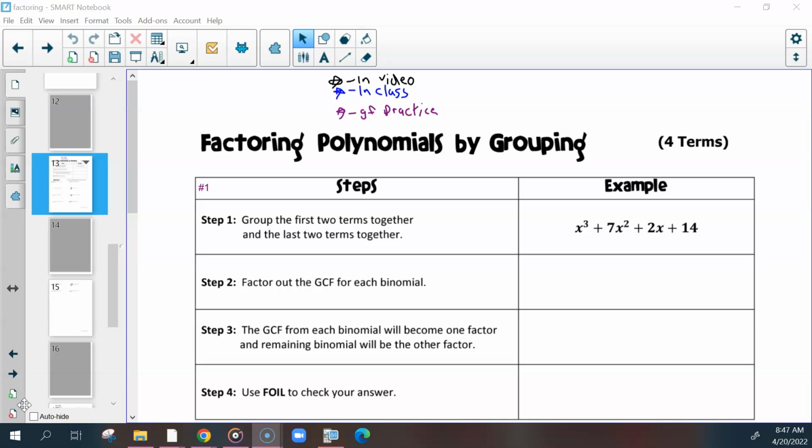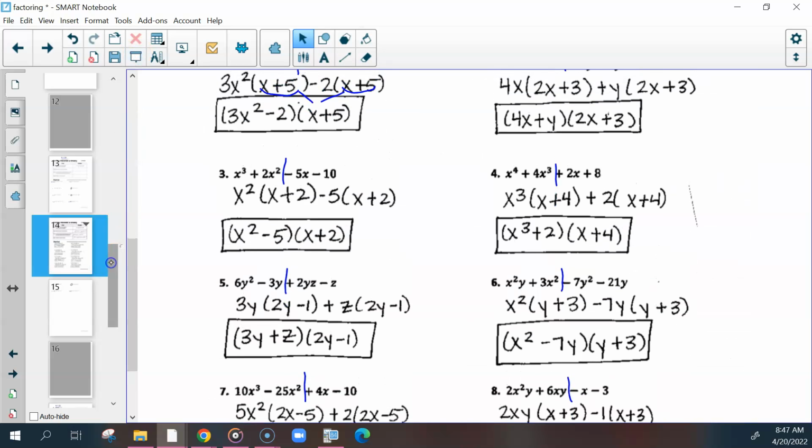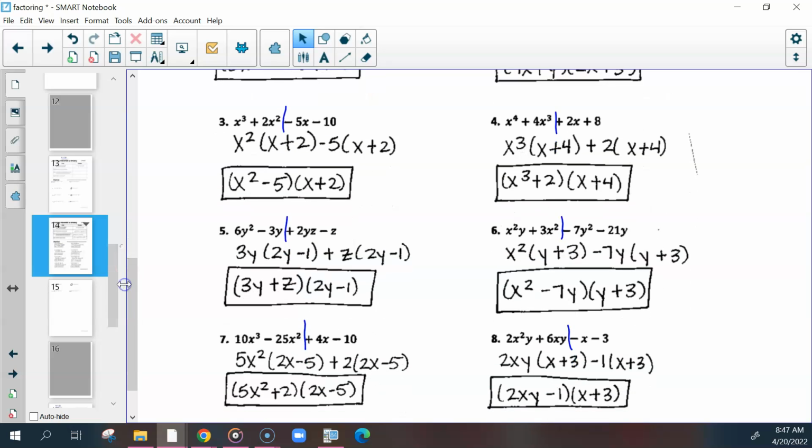Okay. Starting with number 3. Final factors for x squared minus 5 and x plus 2. Okay, as soon as I finish the grouping, remind me again, and I'll let it go. Number 5 for grouping, final factors 3y plus z and 2y minus 1. The grouping.